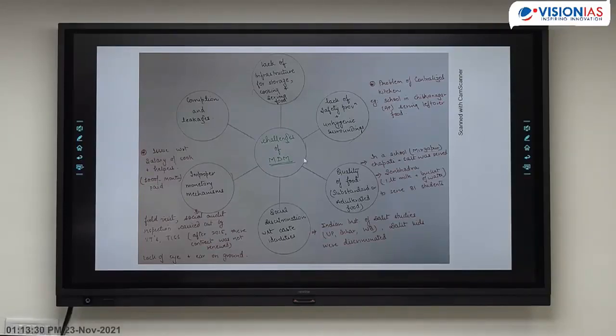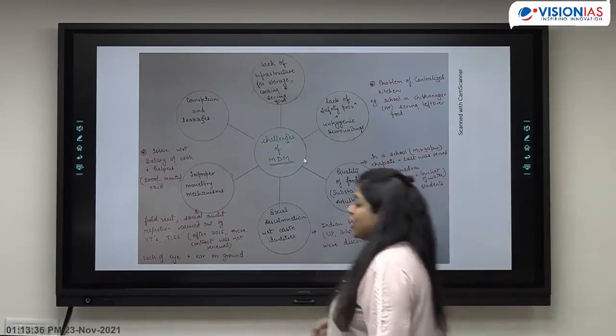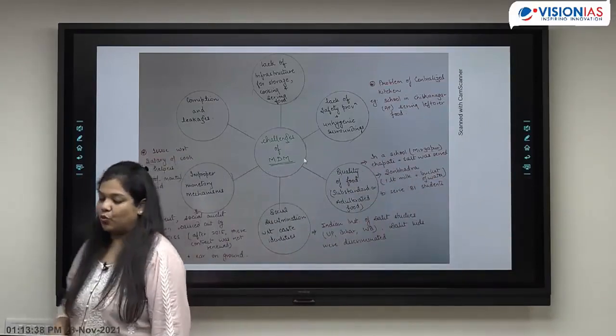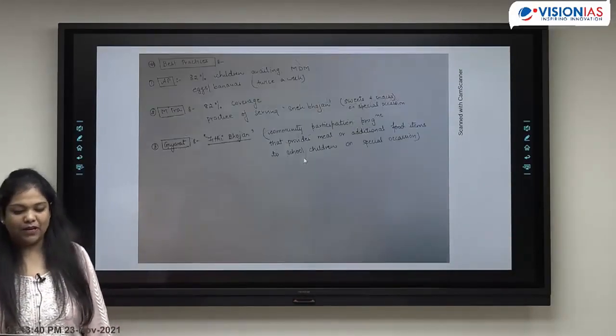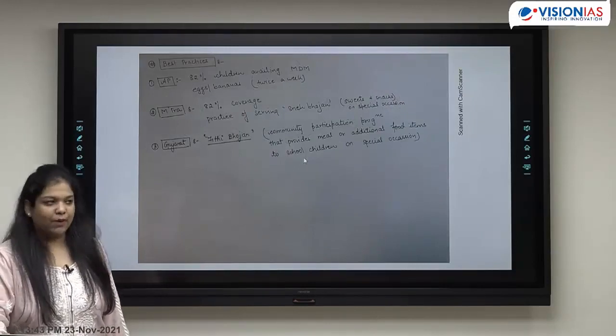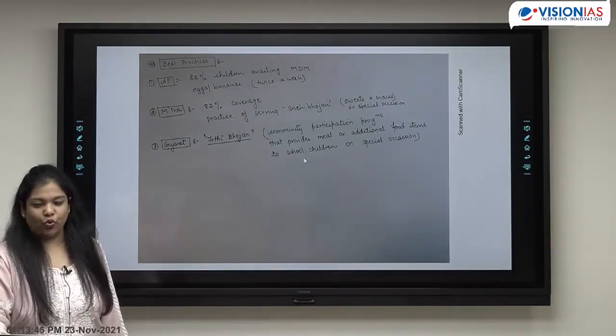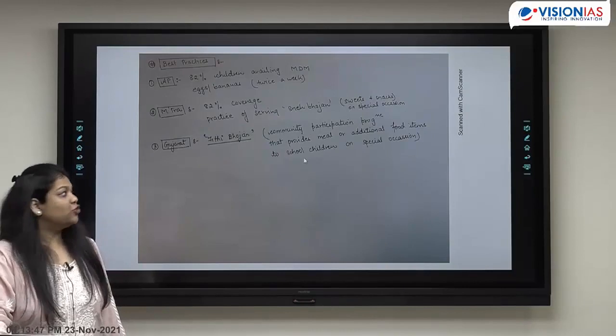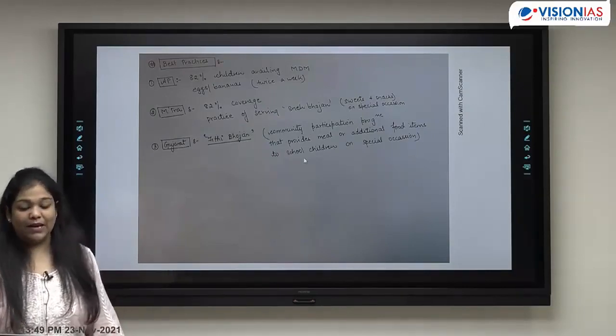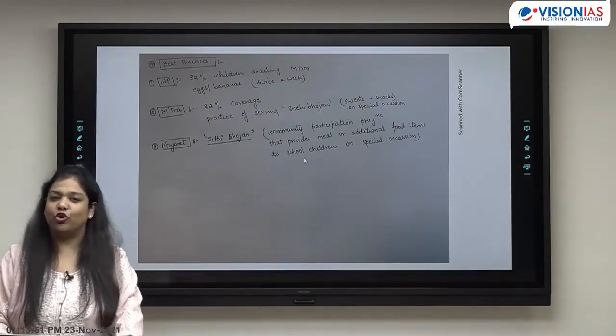Then the issue with respect to salaries of the cook and helpers. Then there is the problem of corruption and leakages. Is that clear? Now, when the challenges have been provided, keeping that in mind, there have been changes which have been made. But before that, if you want to make a reference to what have been the good practices, then the Tithi Bhojan idea in Gujarat, that has been incorporated in the current context as well.